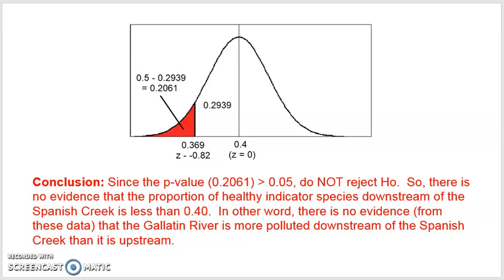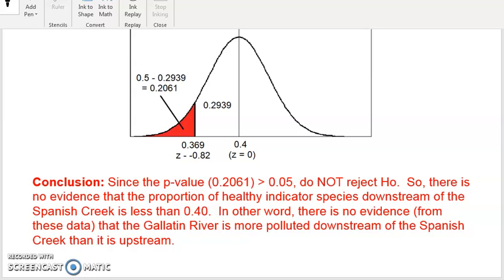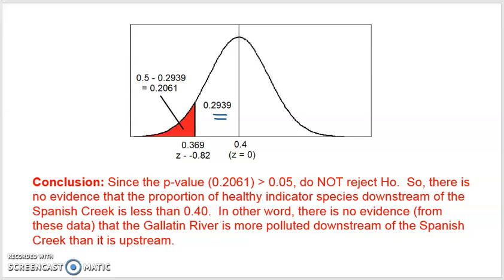So let's go back to the graph. This is where the graph's really helpful. 0.2939 is this portion right here, but that's not what we're looking for. We're looking for the evidence that we're getting less than 0.4. Again, remember the alternative was that p is less than 0.4. So that says you're going to be shading from your sample proportion downward. If this is less than, you shade down the number line. So 0.2939, we're looking for the red portion. That's 0.5 minus 0.2939 for this normal curve. That gives us a p-value of 0.2061.